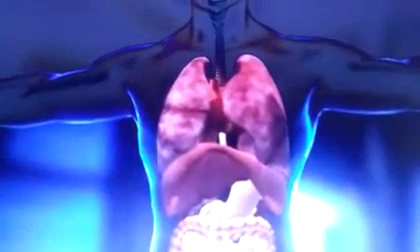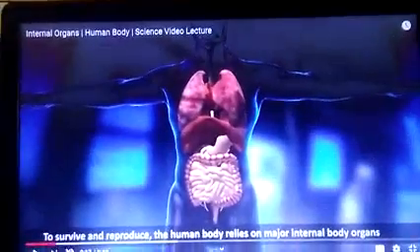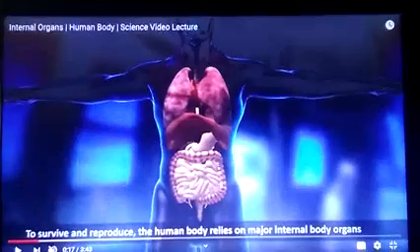See here, this is the stomach, and next, the small intestine is here, and down the upper part it is the large intestine. So these are the different internal organs. We can see them one by one in detail.